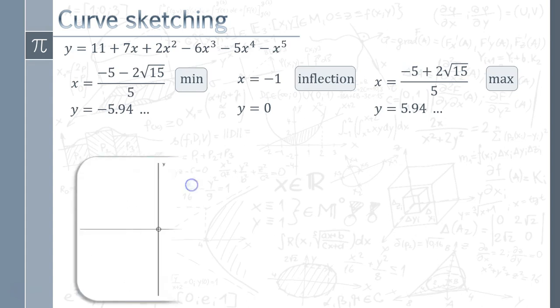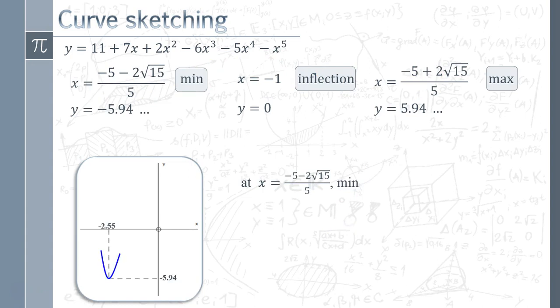Okay, so let's draw ourselves a set of axes and take this information that we've got at the top of the screen here and put that onto our diagram. So I know at that point there, I've got a minimum point, so I'm just going to sketch approximately where that's going to go. So we've got a minimum there. The next point, we've got a point of inflection. So that means we've got it doing that. And then we've got a maximum point. There it is. And so those are our stationary points.